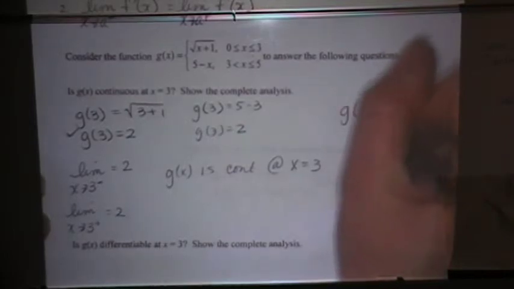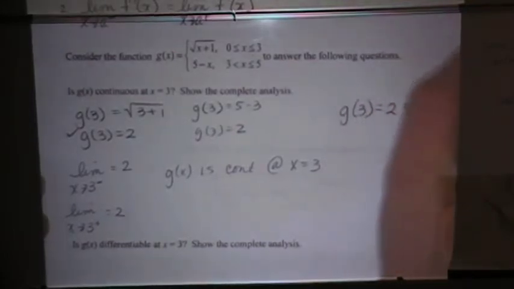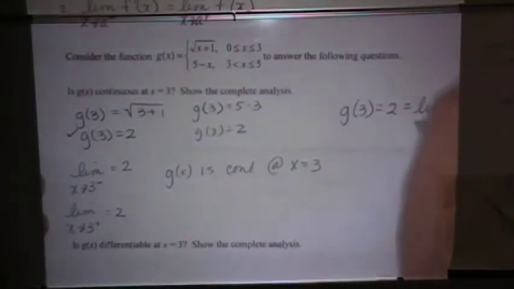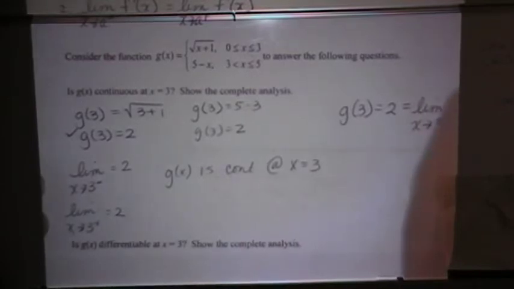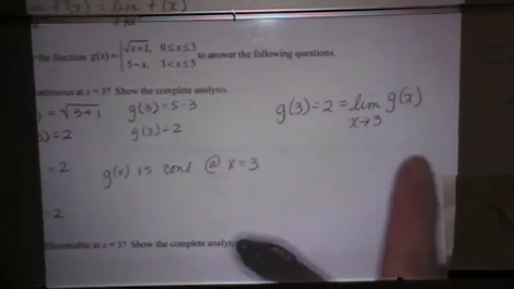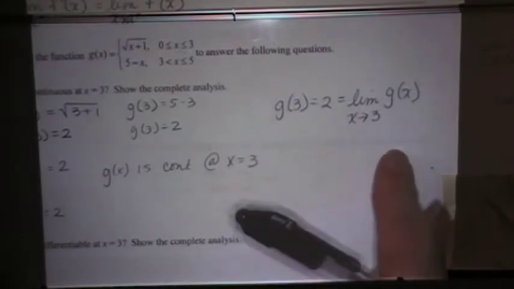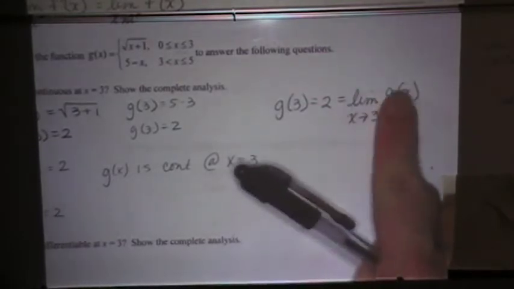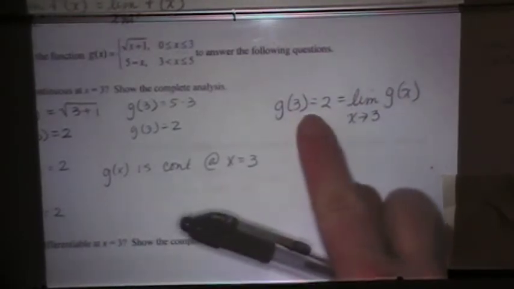So g of 3 equals 2, which equals the overall limit. I'm just writing this because if it was a free response question, you want to get as much in there as you can. Make sure that you're getting the correct definition. So the overall limit exists because the left and right hand limits both equal 2. The overall limit equals the value of the point, so that proves that it is continuous.